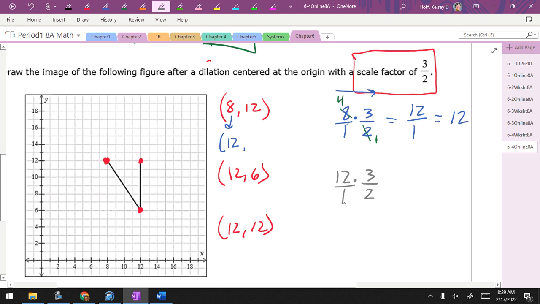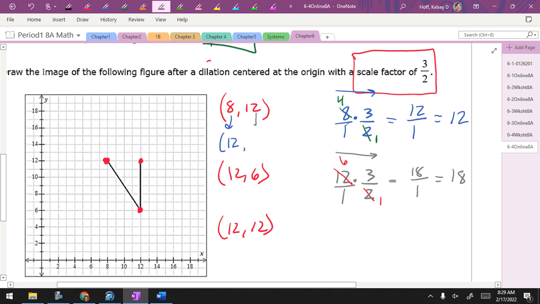Marilyn reminded us, try to cross simplify. Is there anything that we can simplify? 2 and 12, so 1 and 6. Then we multiply across. 6 times 3, 18. 1 times 1, 1. So 12 times 3 halves is 18.